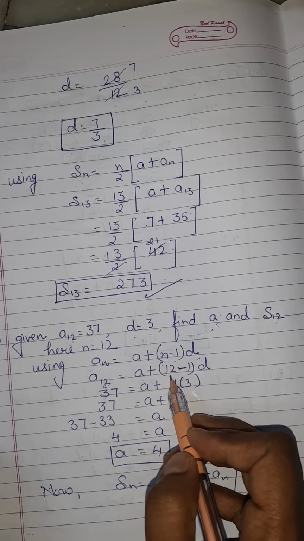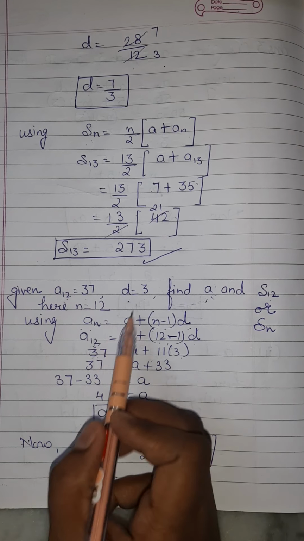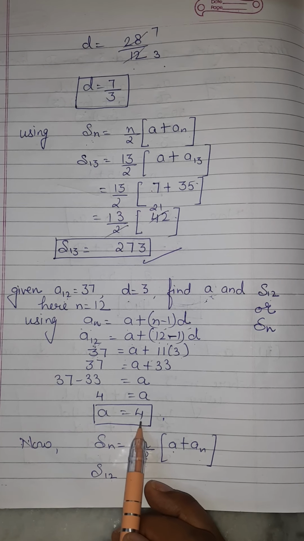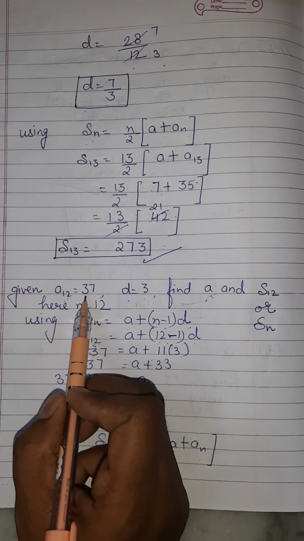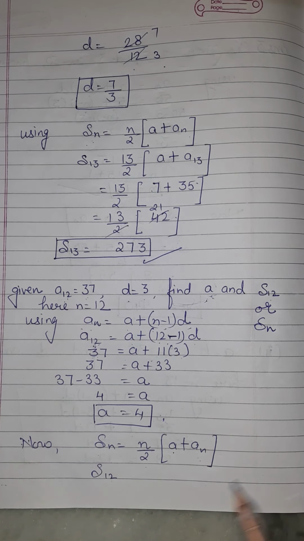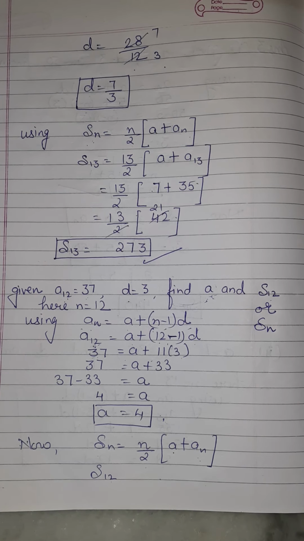Now the question also wanted us to calculate S12, that is Sn, where the value of n is 12. So for Sn, we can use the formula Sn is equal to n upon 2 into (a plus an). Correct? Now the value of n is 12. a we have already calculated as 4. an is already given to us, 37. So simply we have to put the values and do the calculation.